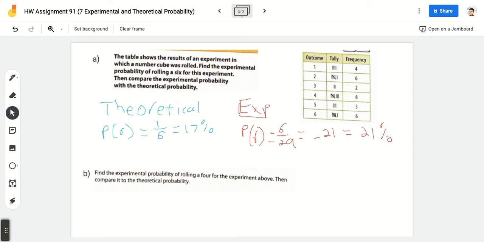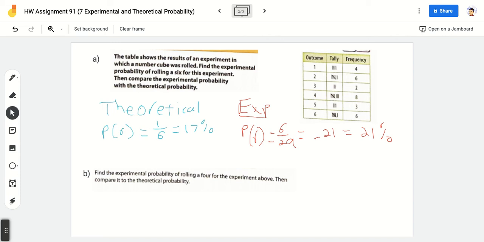So theoretically, we should roll a 6 17% of the time, but experimentally, we seem to have rolled it 21% of the time. That's just what happens, and when we conduct experiments, things aren't going to be exact, but they're going to be roughly close. So, 6, 17%, 21%, pretty close to each other. In most cases, odds are our experimental value is going to be awfully close to our theoretical value.